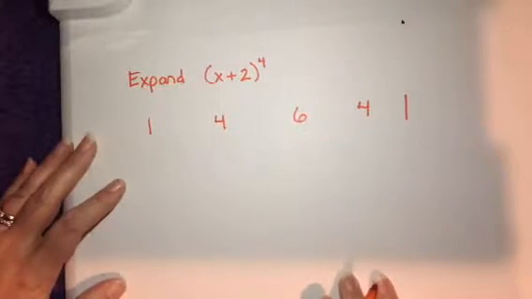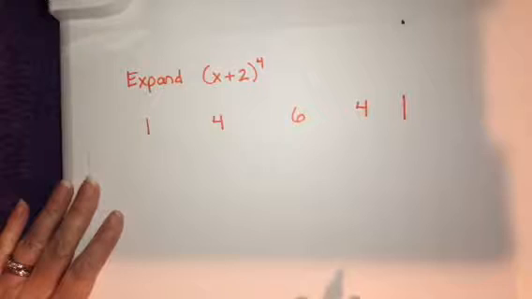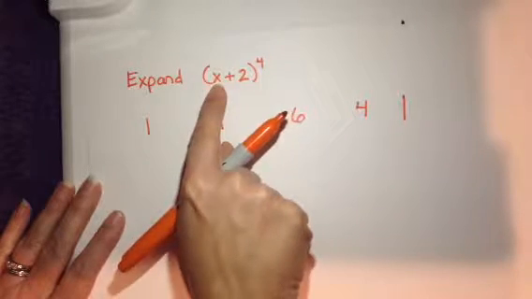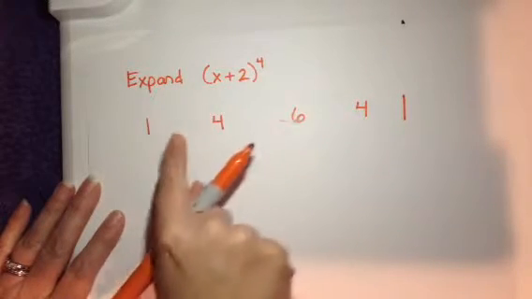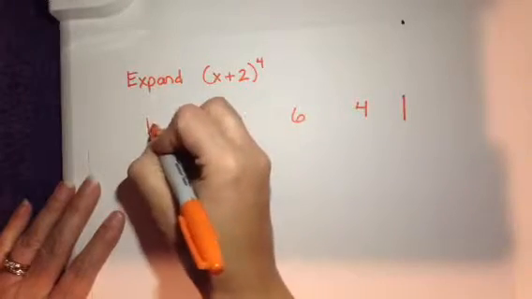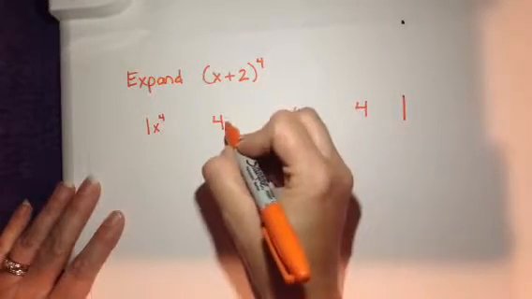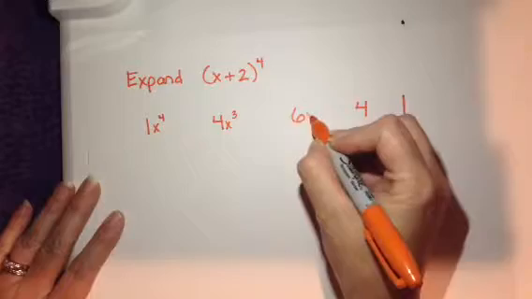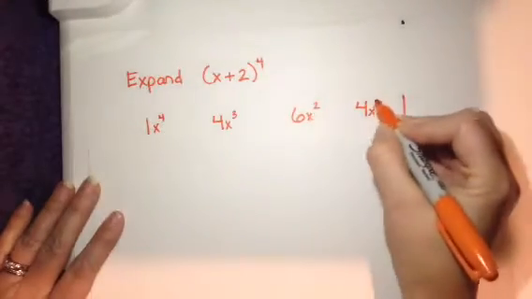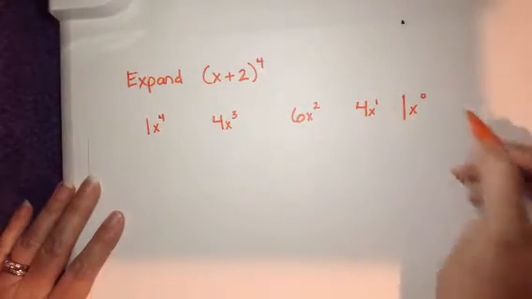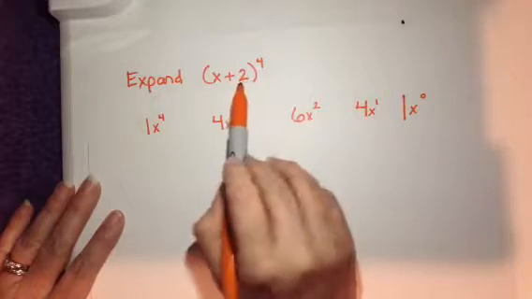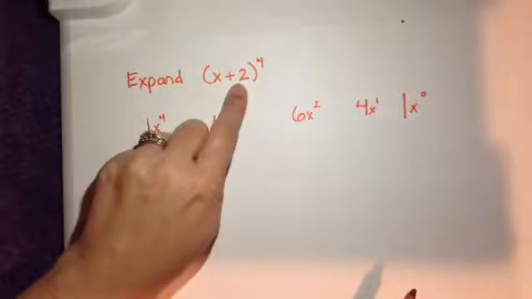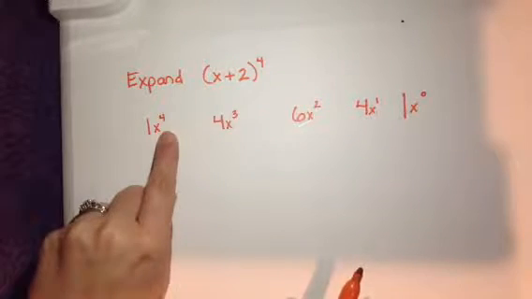Okay, now I am going to take my first term, raise it to the fourth power, and then decrease it through here. So it's x to the fourth, x to the third, x to the second, x to the first, x to the 0. And now this time I do not have a variable, I have a constant. And so since it's the second term, I'm going to start it at 2 to the 0.